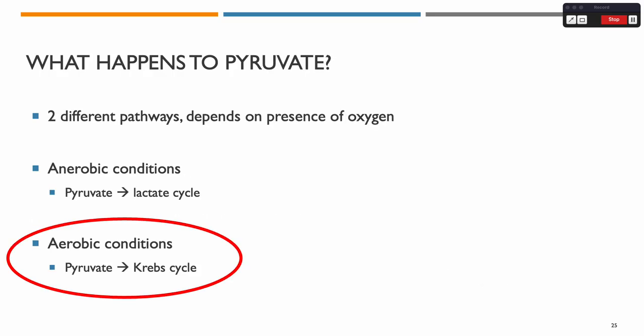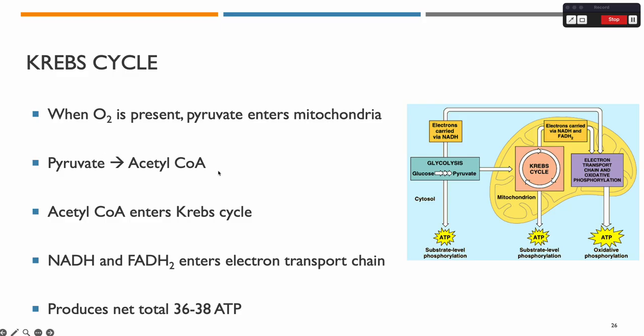So with that being said, we talked about pyruvate and what will happen to pyruvate in anaerobic conditions. It'll go into the lactate cycle, which is reversible. In aerobic conditions where oxygen is present, pyruvate will enter the Krebs cycle. The Krebs cycle happens in the mitochondria, or the powerhouse of the cell, maybe you've heard it called that. Every cell has mitochondria, and inside of that is where a majority of energy is made, and this is where our aerobic systems occur.